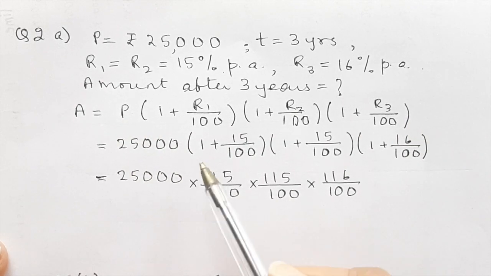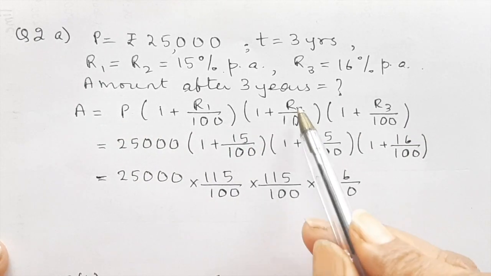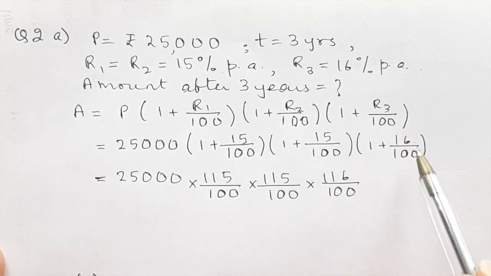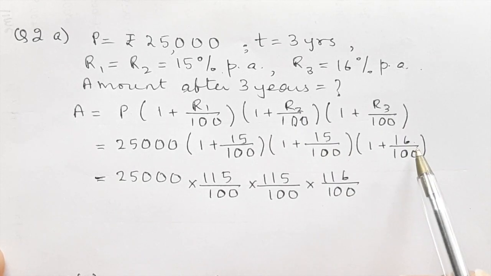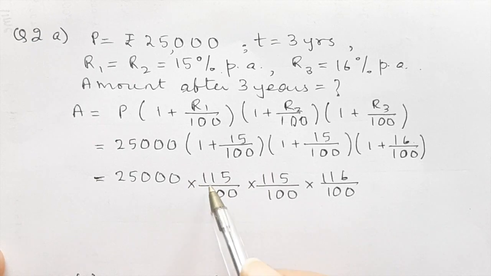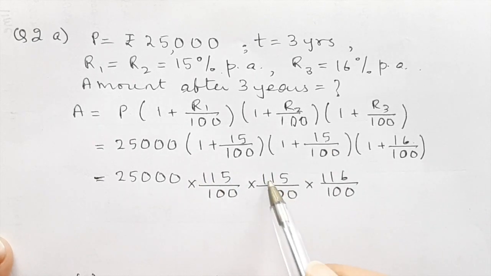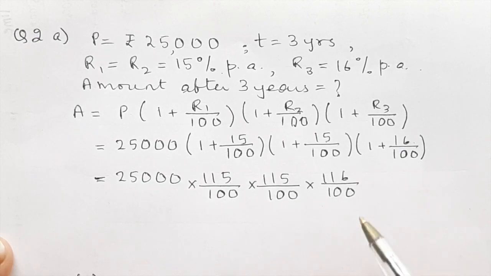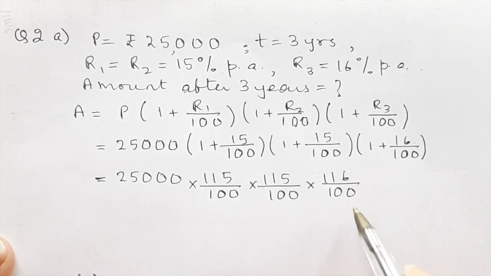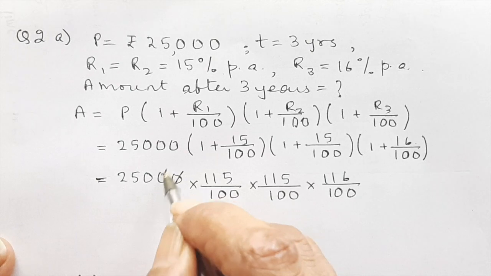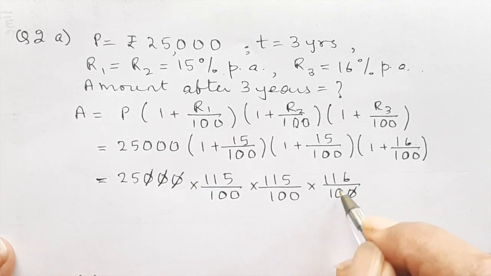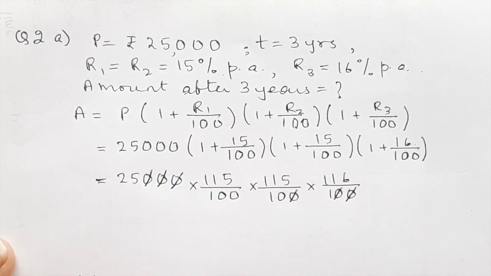Principal is 25,000, R1 is 15, R2 is 15, R3 is 16. So I have substituted this. Then 25,000 into first bracket is 115 upon 100. Second bracket is 115 upon 100. And the third bracket is 116 upon 100. Now we have 3 zeros getting cancelled. So we have 1, 2, 3 zeros getting cancelled.